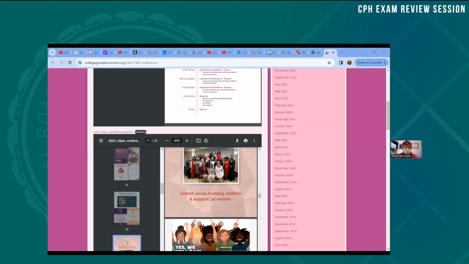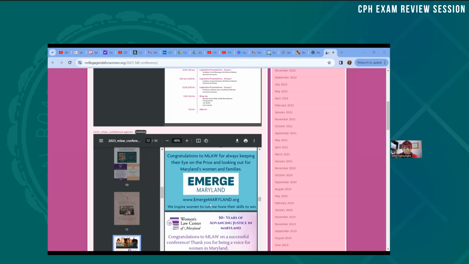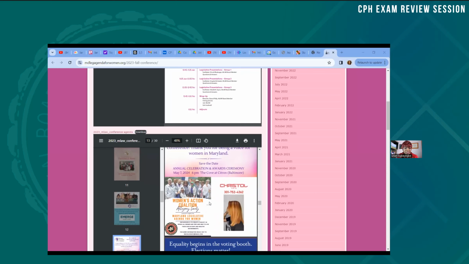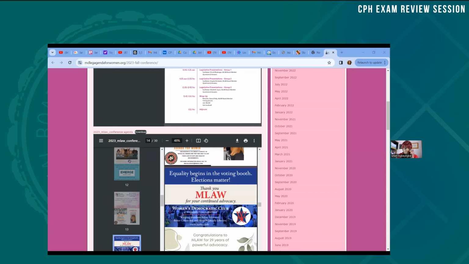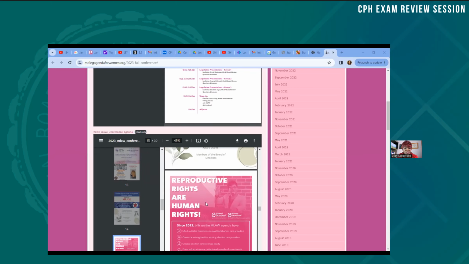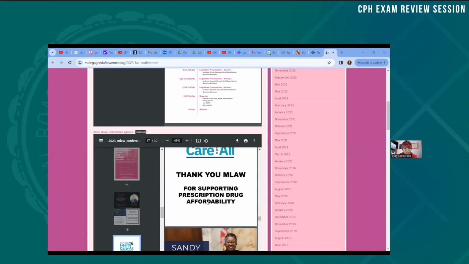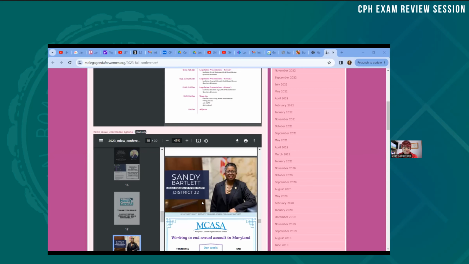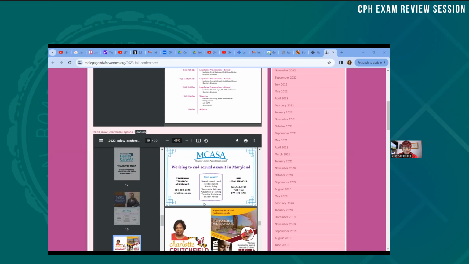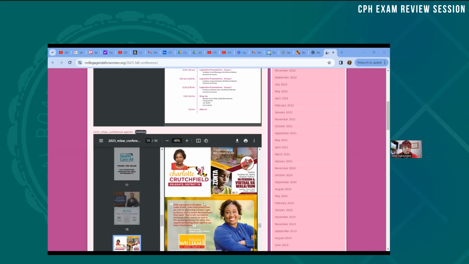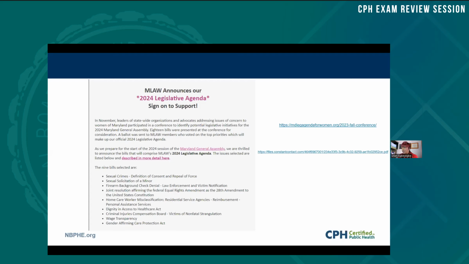Baltimore County Commission for Women, Yes We Can, Emerge Maryland, Women's Law Center, M-Law, Women's Democratic Club, Reproductive Rights are Human Rights, and they have different partners come together, Maryland Healthcare for All. And this is how you pass legislation. When it's time to work, MCASA, all of this is one program for one event. And I'm just sharing all of this for you to know the importance of having partners work with you when it's time to do a legislative session. And that's what's happening in Maryland currently.